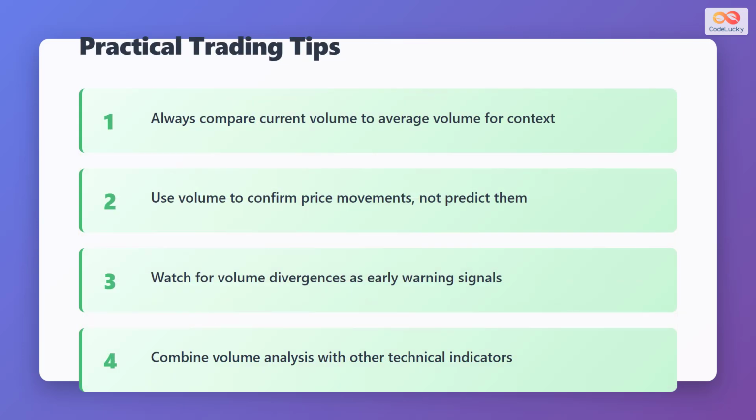Here are 4 essential tips for using volume analysis. First, always compare current volume to average volume for proper context. Second, use volume to confirm price movements, not to predict them, as volume works best as a confirmation tool. Third, watch for volume divergences as early warning signals. For example, if price makes new highs but volume is declining, that's a bearish divergence. Finally, combine volume analysis with other technical indicators, like moving averages or support and resistance levels for more reliable signals.